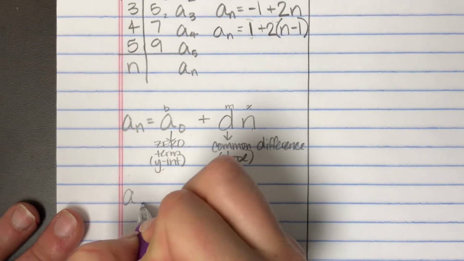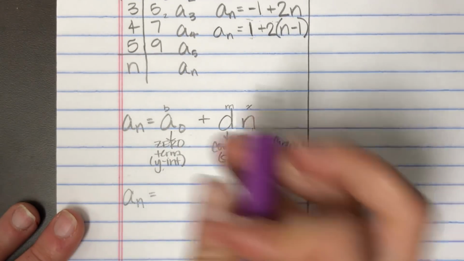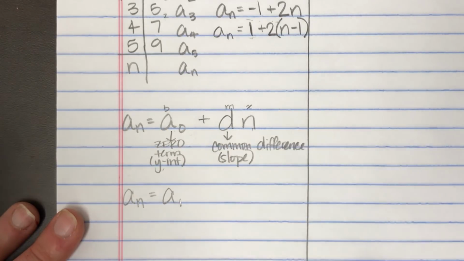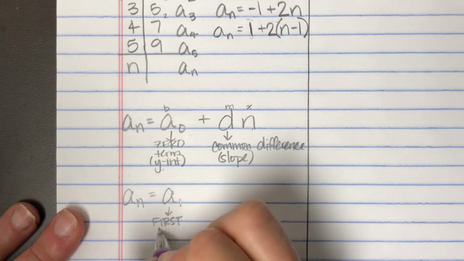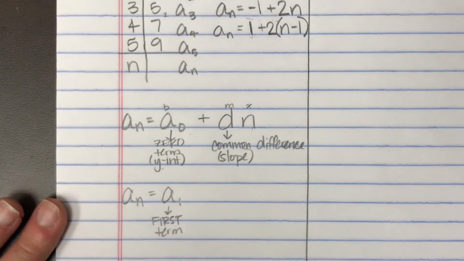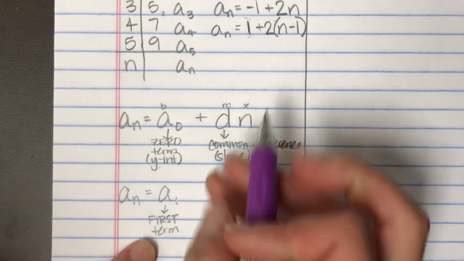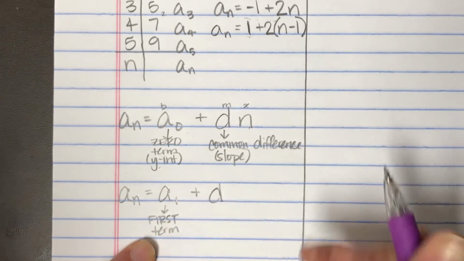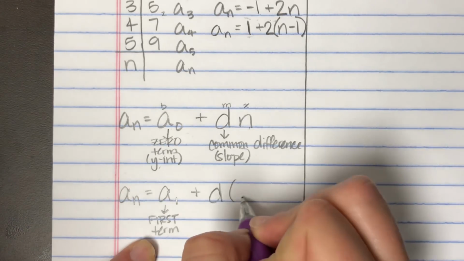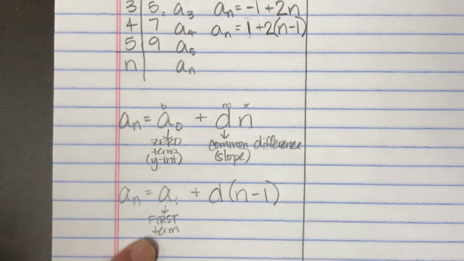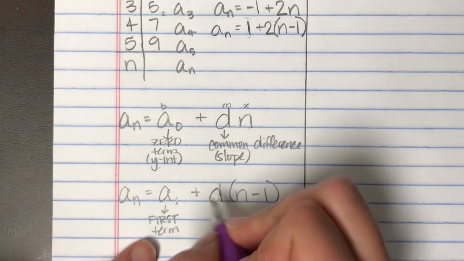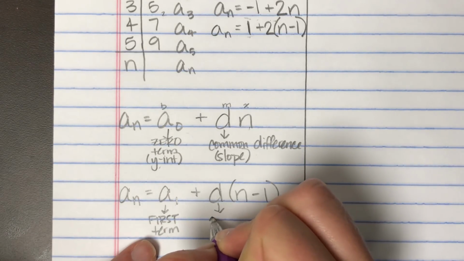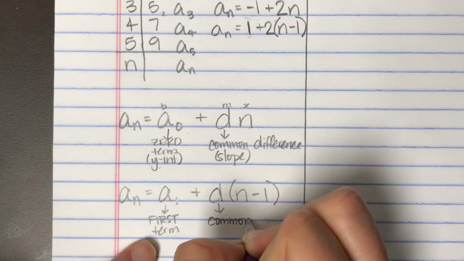Well, the other way to do it is to say the formula is a sub 1. So let's start with the first term in my list. Rather than backing up to the 0 term, let's actually start with the first term. We're still adding that common difference every time, but then you have to do n-1 because you're not starting at the true start, you're starting at an adjusted start, if that makes sense. And so the d here is still your common difference.